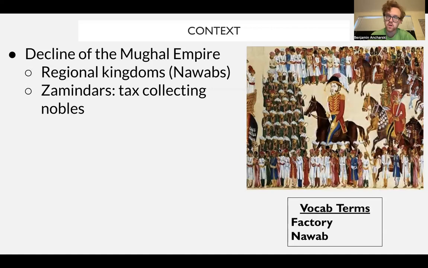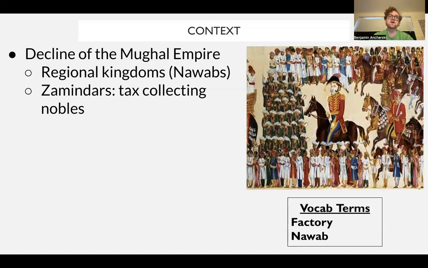One part of the Mughal Empire's administration were the Zamindars. The Zamindars were tax-collecting nobles, basically. They were nobles in the Mughal Empire, mostly Muslim, who did have some political privileges granted to them in exchange for collecting taxes for the Mughal emperor.